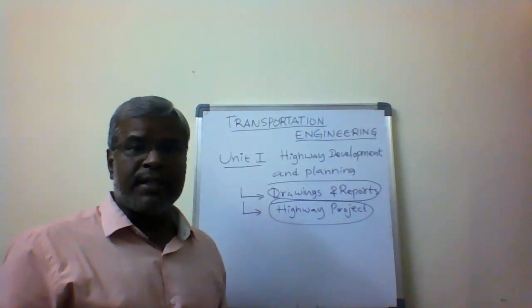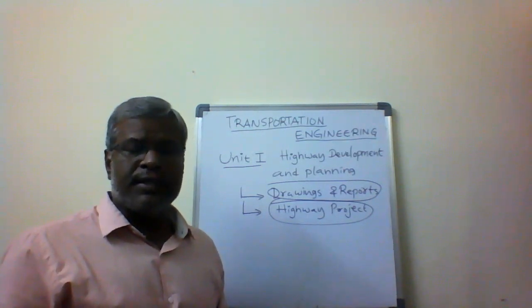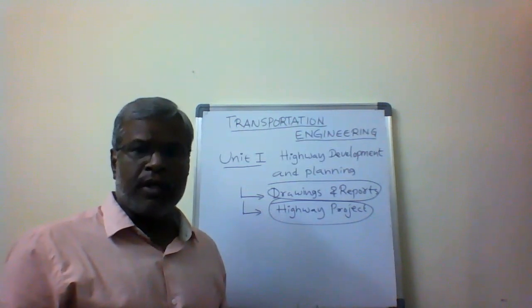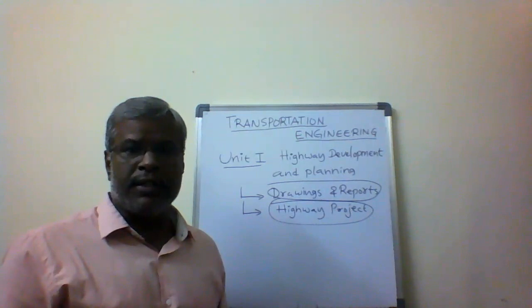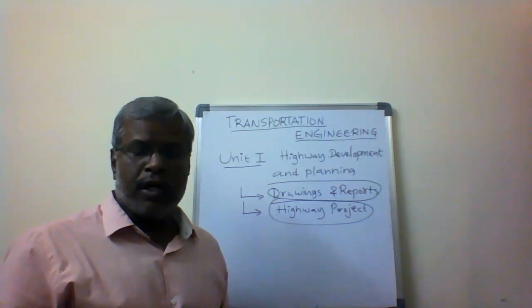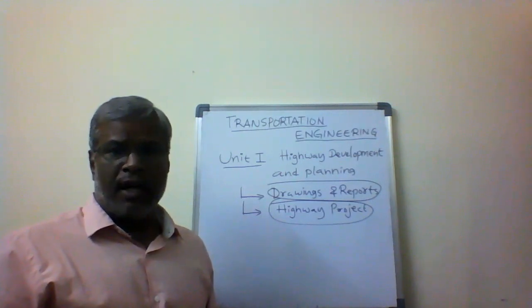First of all, you have to understand what is meant by alignment. Alignment is called the center line of the road. When we transfer the center line of the road onto the ground surface, we call it an alignment.